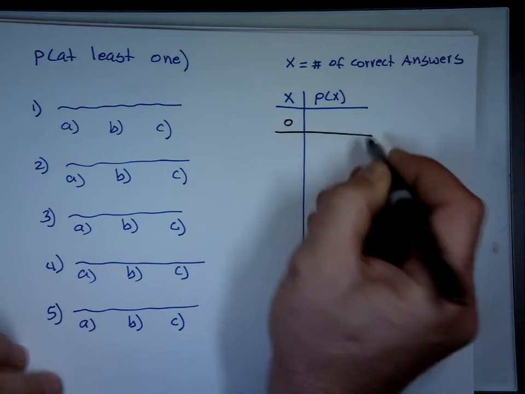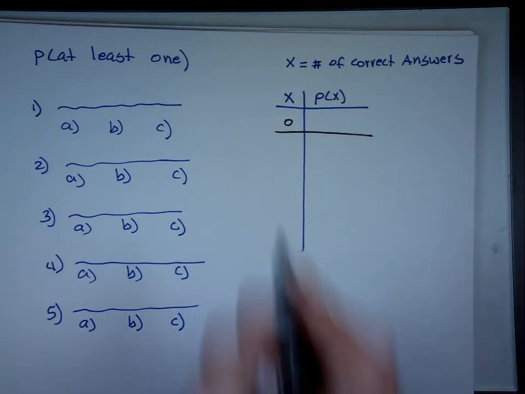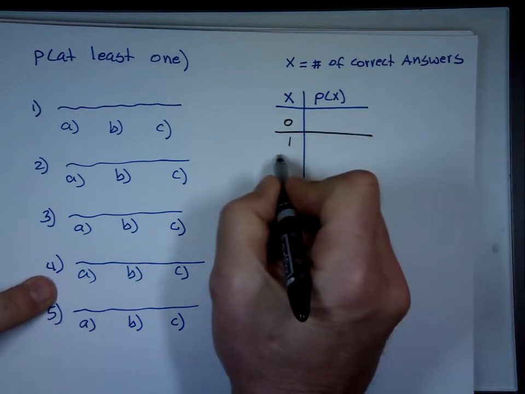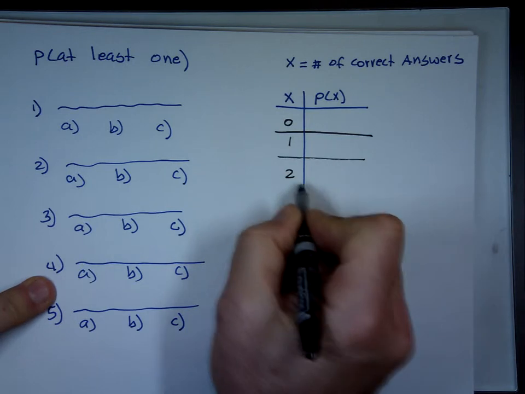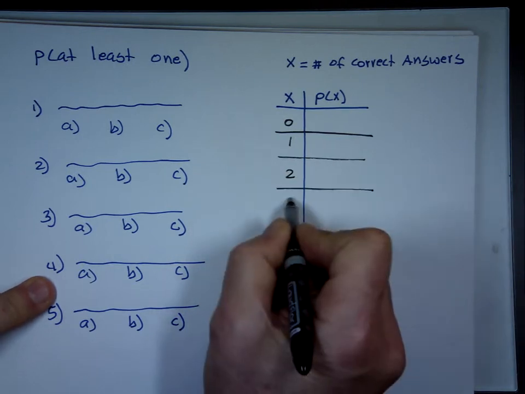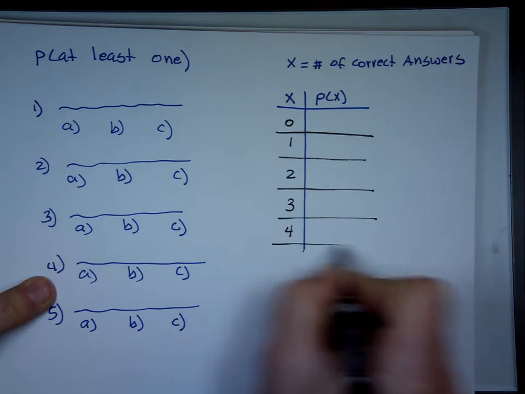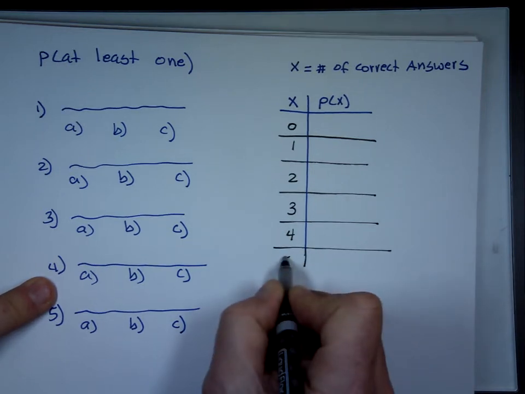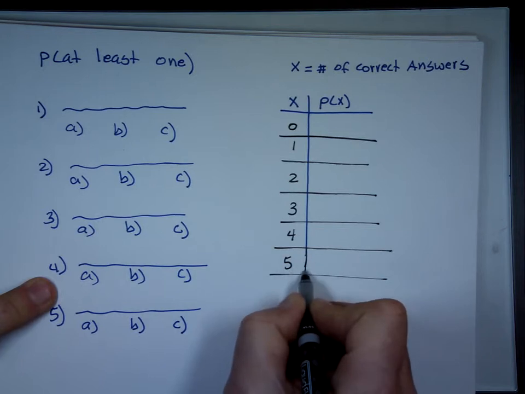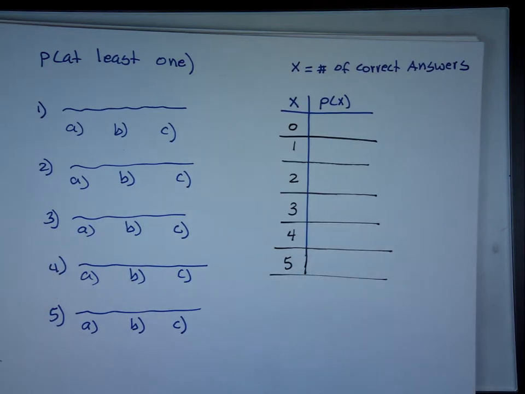Is it possible to get only 1 correct answer? Yes. 2 correct answers? Yes. 3 correct answers? Yes. 4 correct answers? Yes. And 5 correct answers? Yes. These are all your possible outcomes.